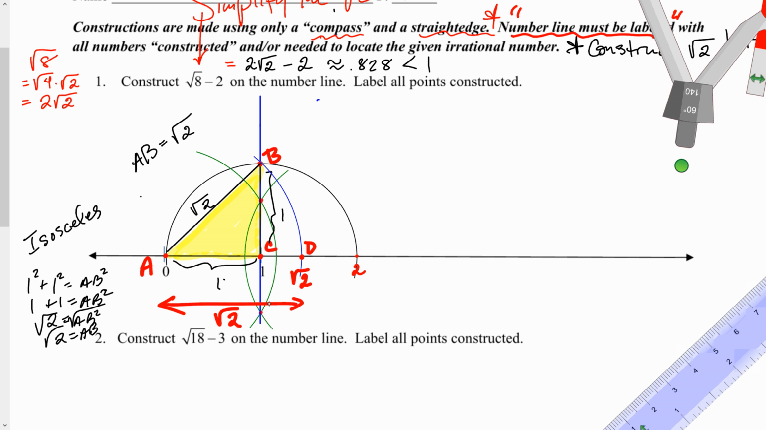Once I know that, then I can get other things. I can get all kinds of things. I can get the square root of 3, the square root of 5. I can really use this to my advantage.